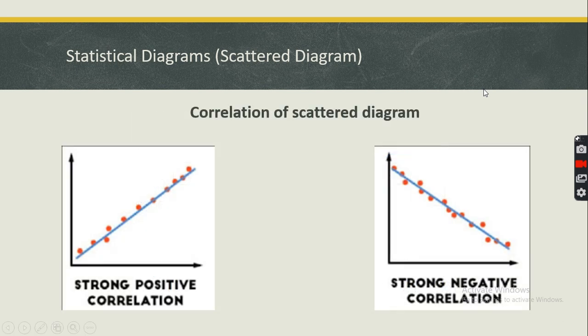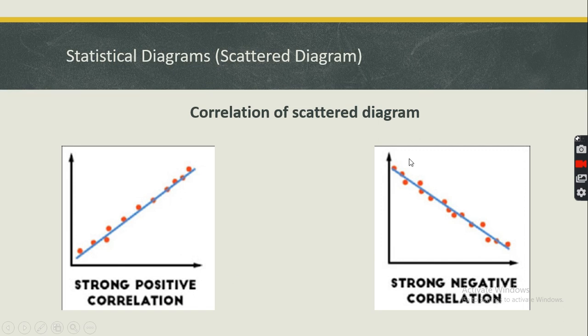When I talk about the scatter diagram, this is one scatter diagram with all points very close to the line of best fit. You can see that this trend is increasing: when the x value increases, the y value is also increasing. So this is known as a strong positive correlation. It is very strong because the points are very close, and as it is increasing, it is positive.